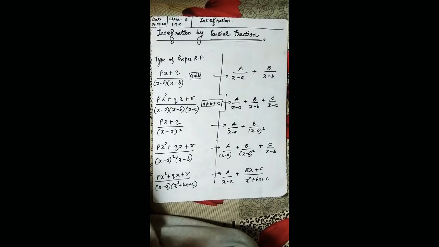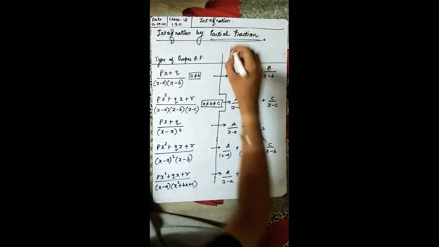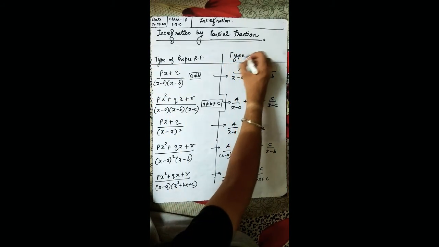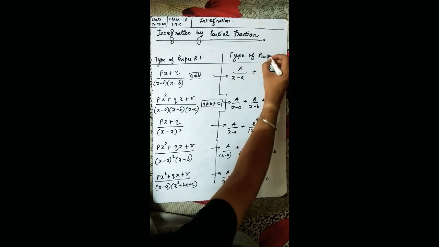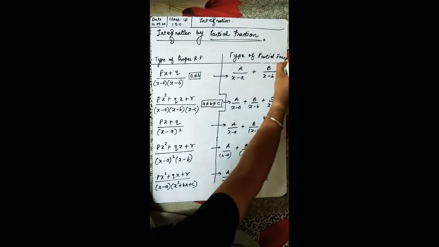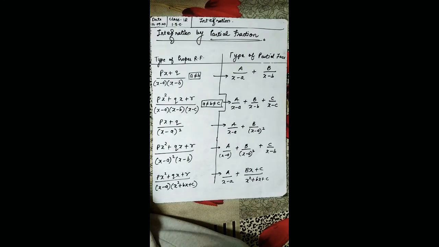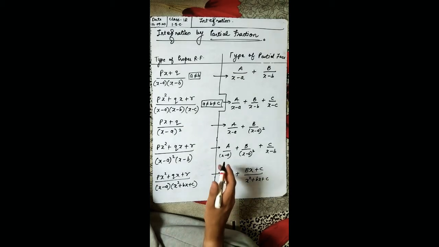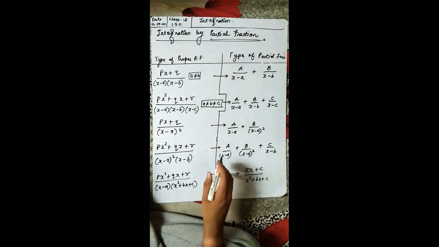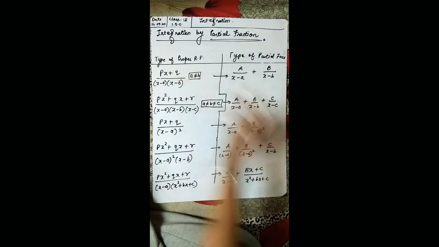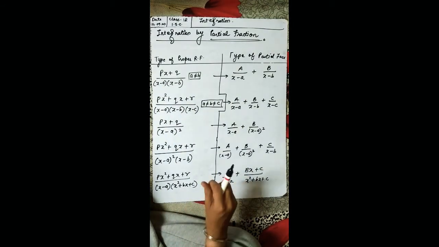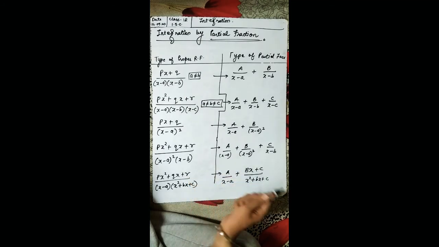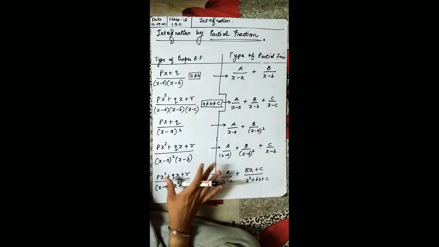So here you have the types of partial fraction. Let me give you a short introduction to what I've written here. As we resolve the proper rational algebraic function into partial fractions, first factorize the denominator of the proper rational algebraic fraction into real factors, which may be of the following types. Just try to understand.